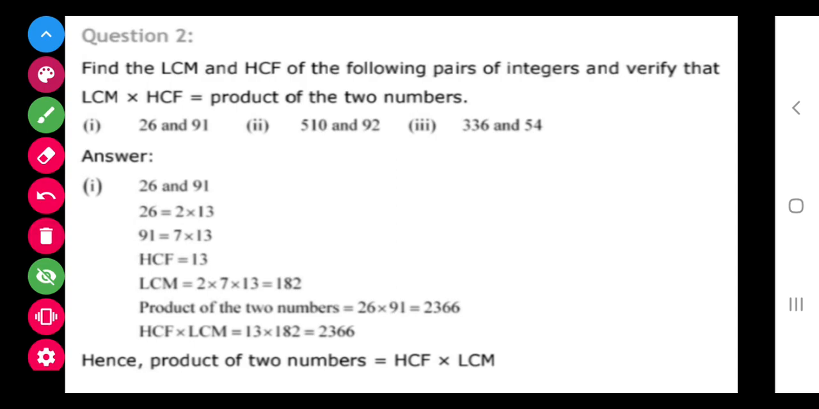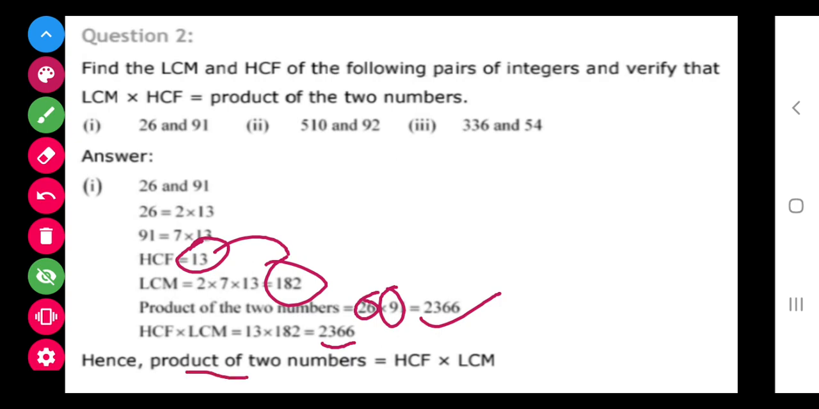So 26 into 91 is this much. Now 13 into 182, you multiply it and you will get the same result. So it means the product of two numbers is equal to the LCM into HCF. This we have to do in question number 2 in all parts.